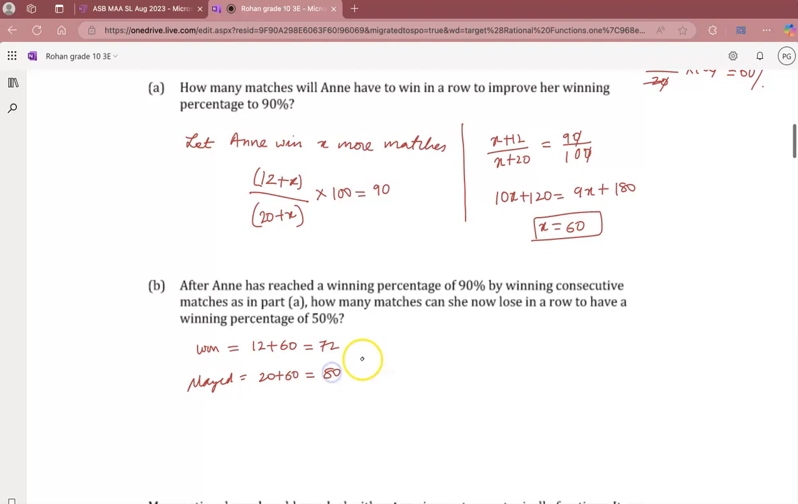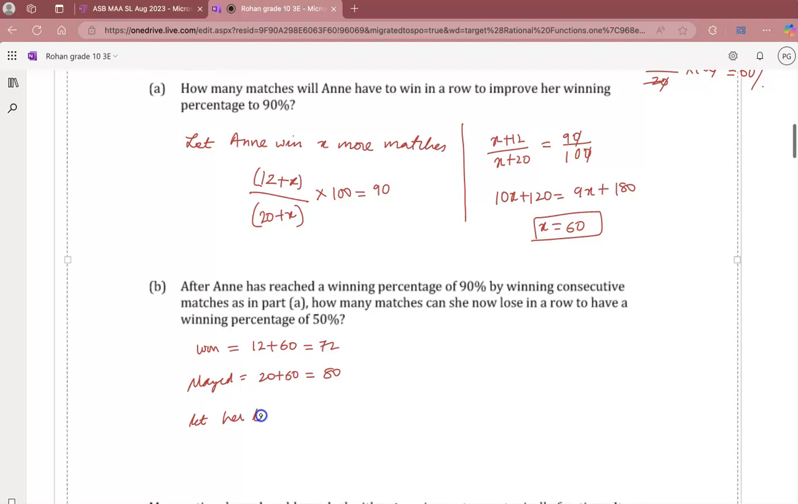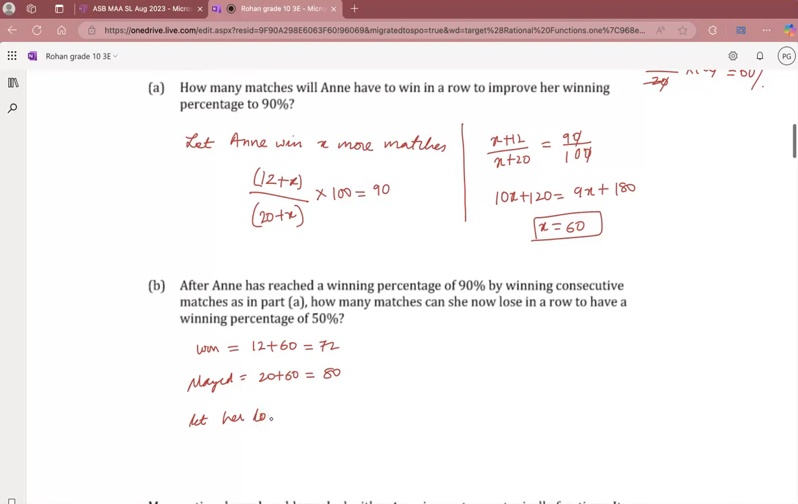Now she has to lose how many? Let her lose Y matches in a row. Now you're doing the reverse. So the wins will now be 72 minus Y, because those are the total games, upon 80 plus Y, because the number of matches is not going to decrease.